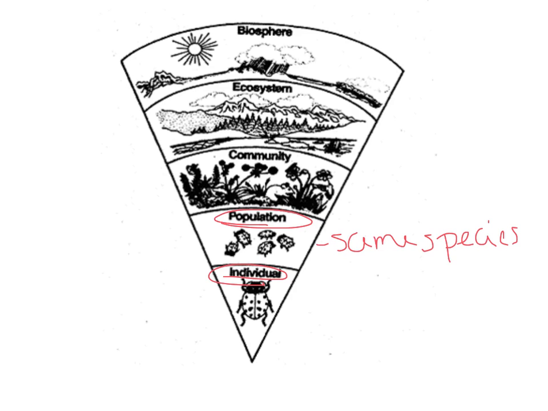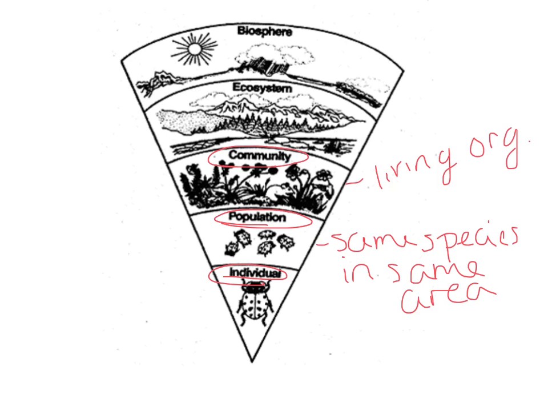And they live in the same area. And remember that a species is able to interbreed with one another. Our next step up then would be the community. The community is going to be all of the species, all of the different living organisms in that particular location again.